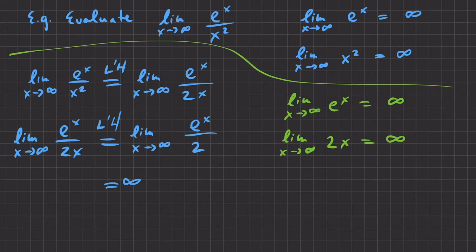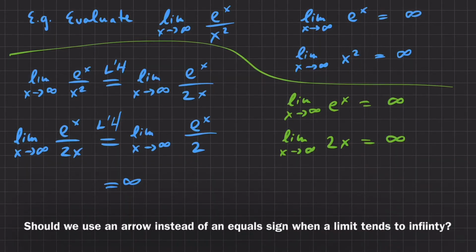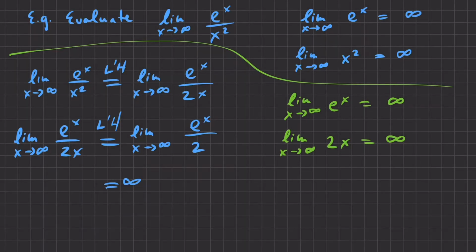How do you feel about writing the equals infinity? The Macintosh is really rigorous with having us do an arrow infinity instead.